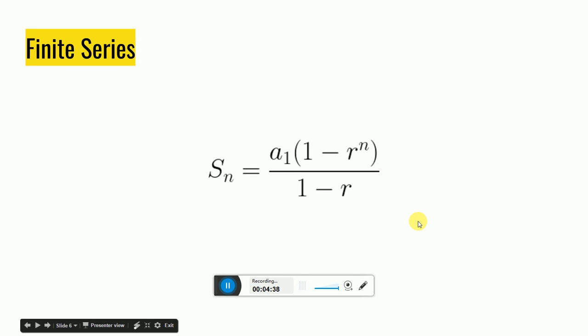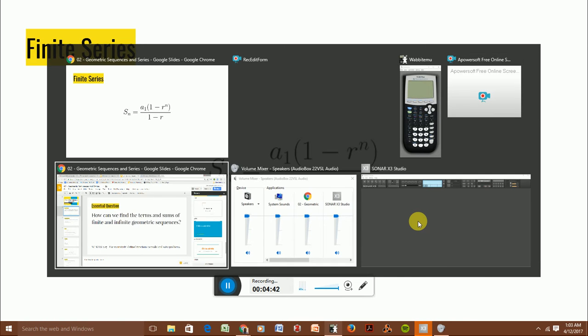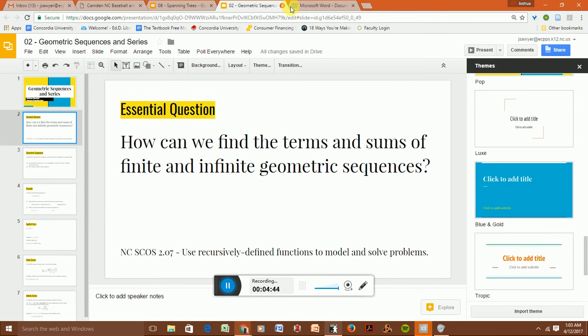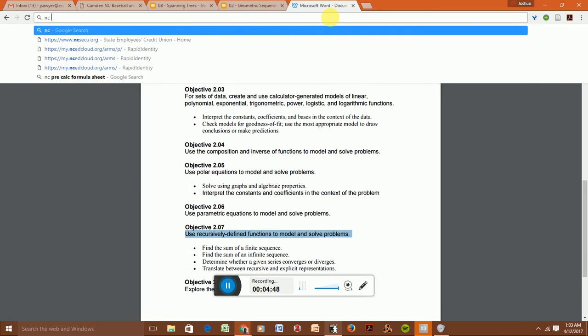And one thing I want us to keep in mind when we look at these two formulas, which will be provided on the formula sheet. Do I have the formula sheet queued up? No, I don't. So let's look up NC pre-calc formula sheet.